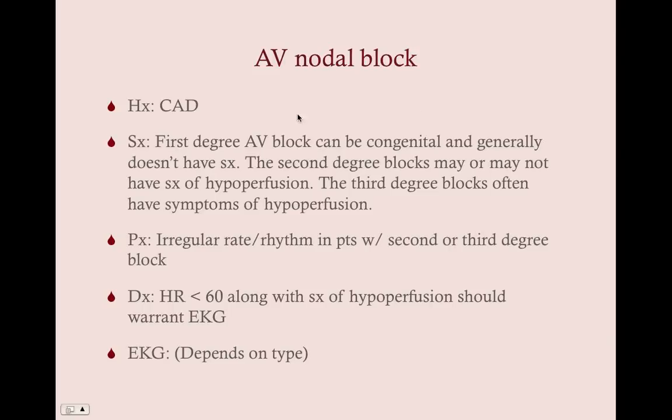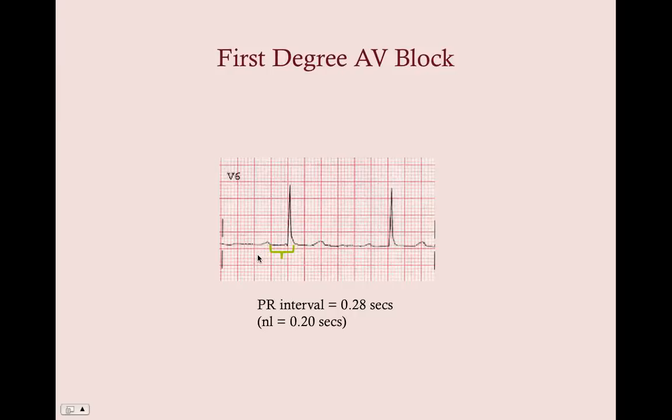Okay, so this is basically what I just talked about. Here's the first degree AV block. This can be normal in some patients, and it's just an elongated PR interval. The normal PR interval, from the middle of the P wave to the peak of the QRS complex, is 0.2 seconds, the length of one big box. Here we have a PR interval of 0.28 seconds. In all first degree AV blocks, the only abnormal thing is that we have an elongated PR interval. That's the only thing that's abnormal.